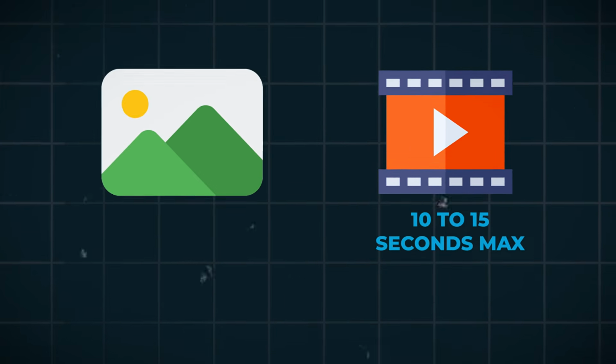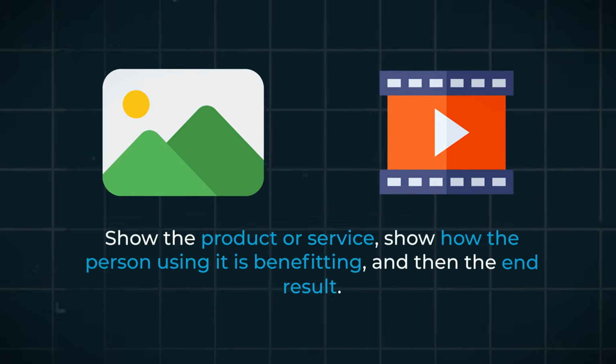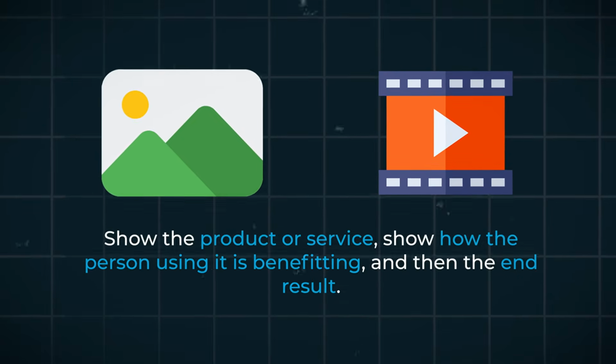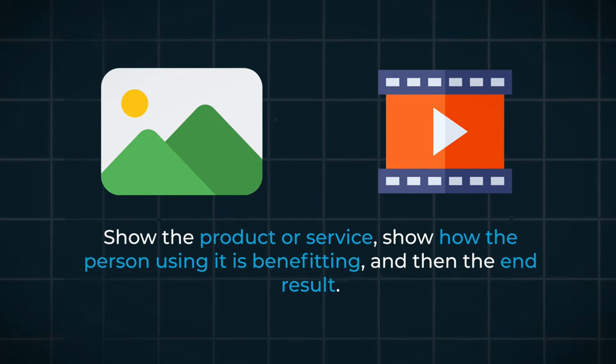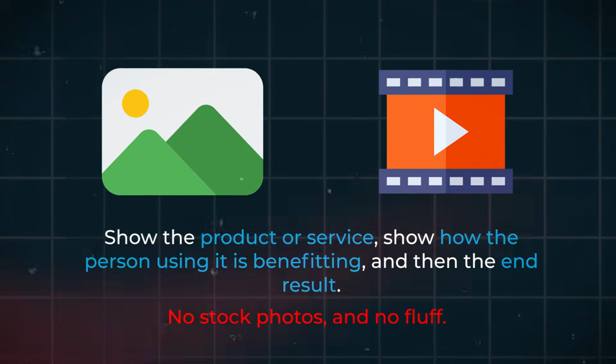So start with one image or one short video, 10 to 15 seconds max. Show the product or service, show how the person using it is benefiting, and then show the end result. No stock photos and no fluff. Those basic 3 parts to a video work because you're showing what any audience cares about most, which is how they can solve a problem that they have or reach a goal that they have. Seriously, just film it on your smartphone and don't overthink it.